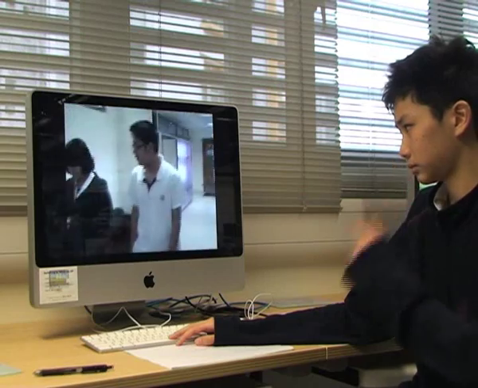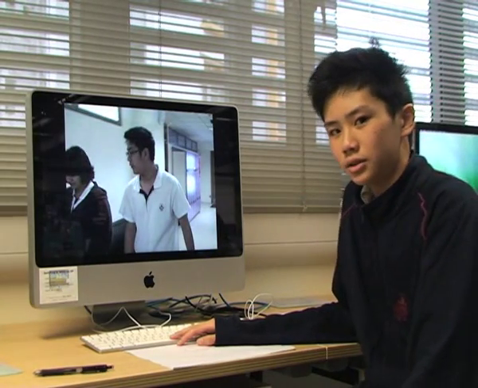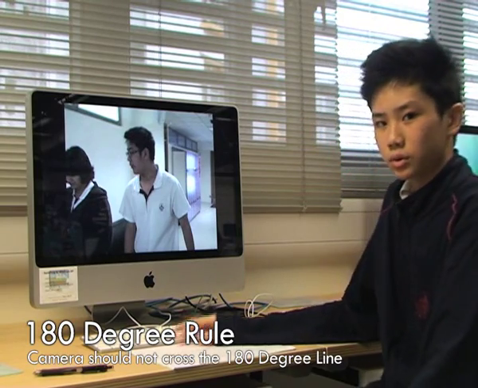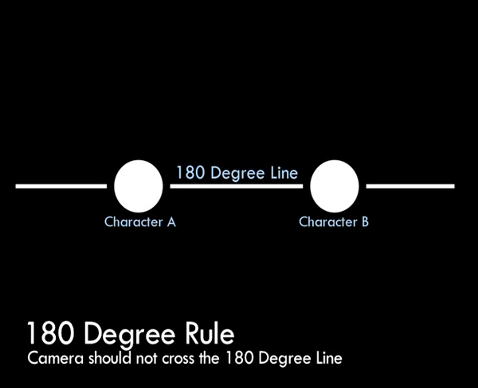That's a great. Pause. As you can see, the director didn't follow the 180-degree rule. This rule is where the camera doesn't cross the 180-degree line that crosses between the two characters. If the camera crosses the line, then the audience is going to be confused on which side the characters are on. However, if you really want to cross the line, then you actually have to show the camera crossing over in order not to break the rule.